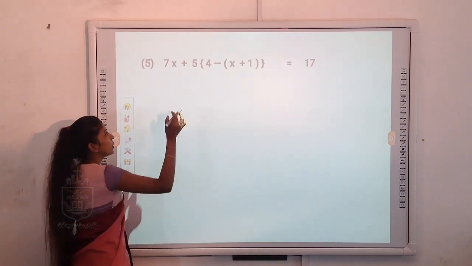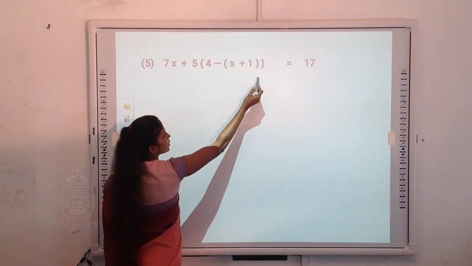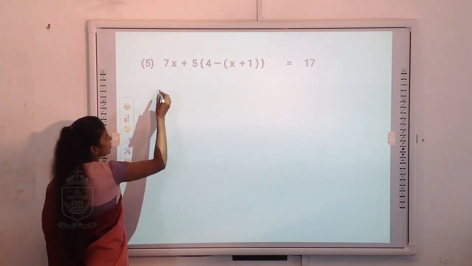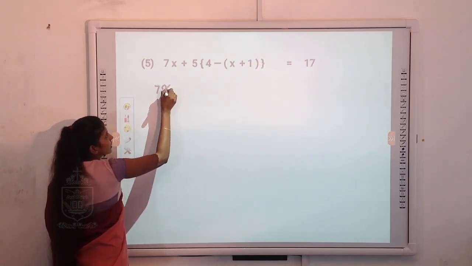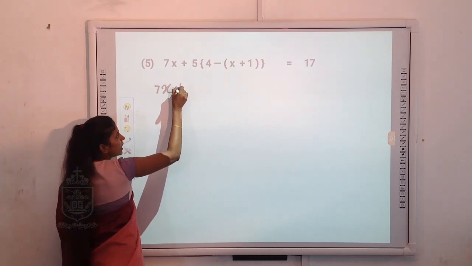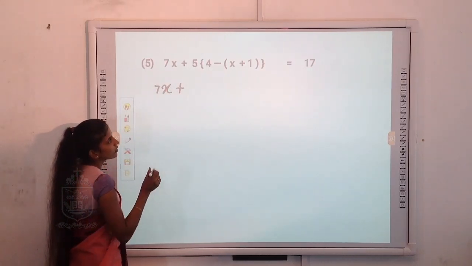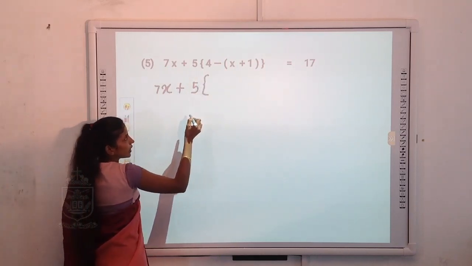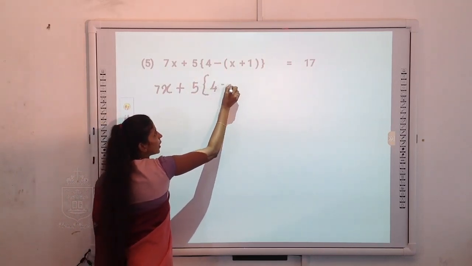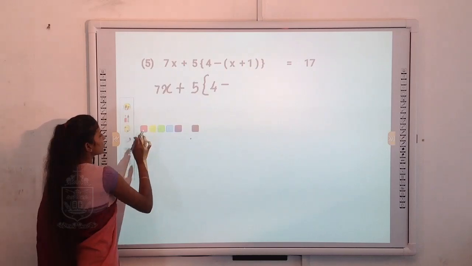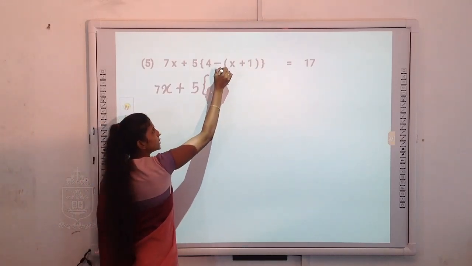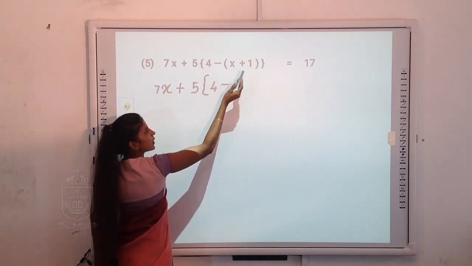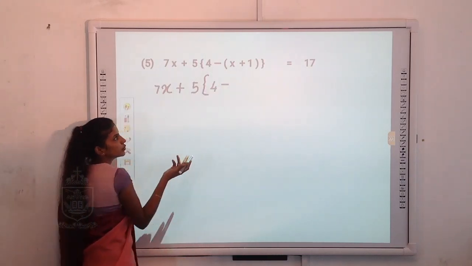So what do you have to do? You have to simplify this expression at first. So let's see how we can simplify that expression. I'm going to write the equation again. Here you have 7x plus 5, and here you have the curly bracket 4 minus. Now children, you can't see any number in front of this expression, x plus 1. Here you have only the minus symbol, you don't have any number.